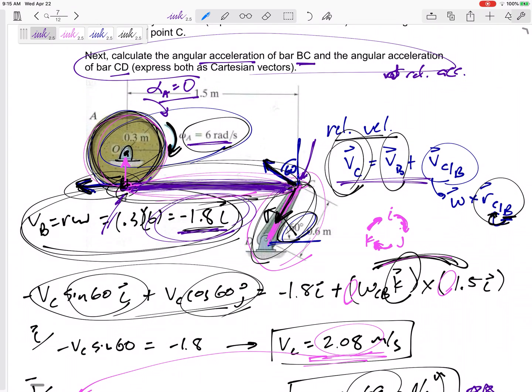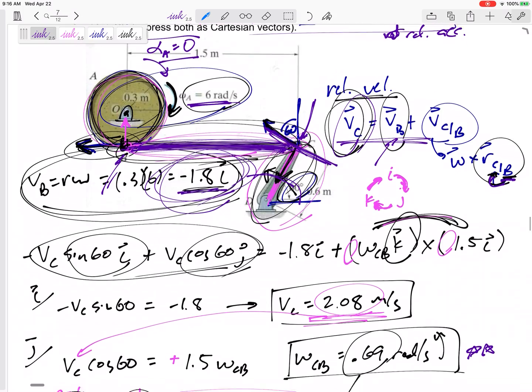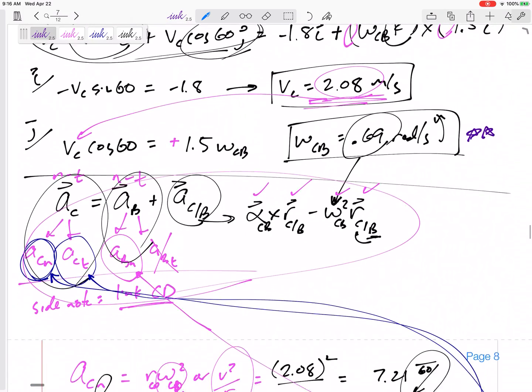Relative velocity method, it's on your formula sheet, sort of, but memorize that. VC equals VB plus VC slash B. VC slash B, immediately rewrite as omega cross R C slash B, and R C slash B is from B to C. Then it's just a matter of plugging things in. Do I know VB? Yeah, I know VB completely because of the information given. It's -1 in the I. Do I know VC? I don't know the magnitude, but I know its direction because it's confined to move tangential to this link right here. So plug those in and solve for the unknowns.